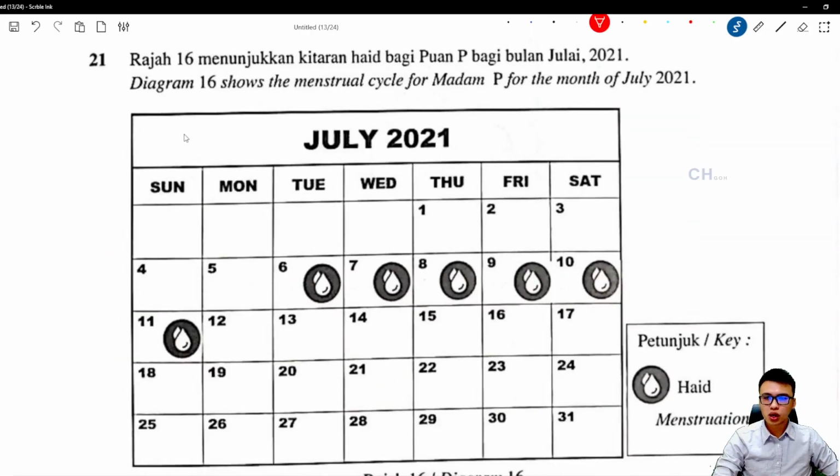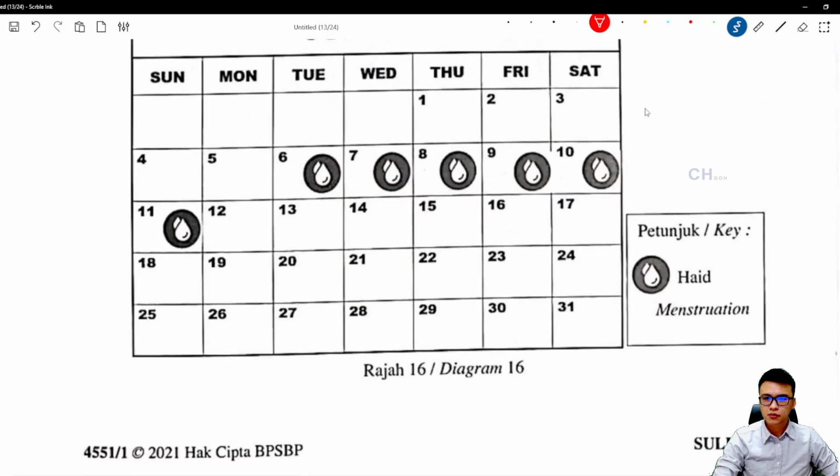Okay, question 21. Diagram 16 shows the menstrual cycle for Madam P for the month of July 2021. 6, 7, 8, 9, 10, 11 menstruations. Okay, you can see the diagram here is talking about the menstruation. Look at the key here.